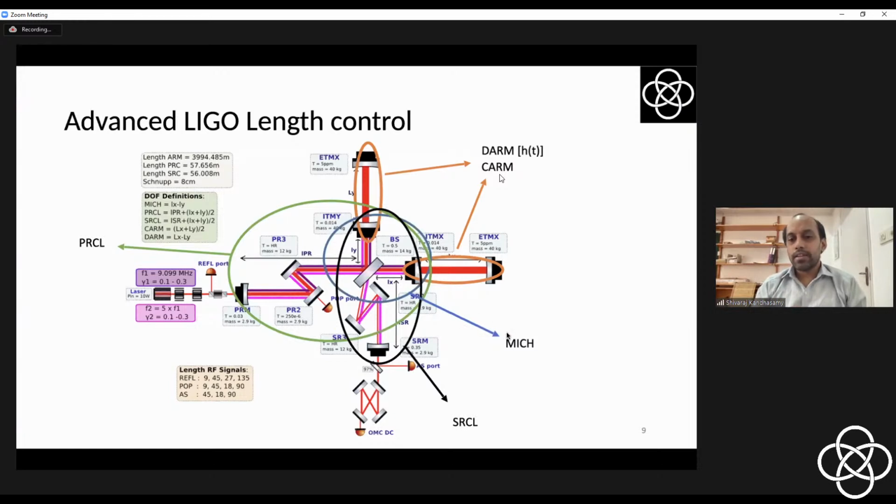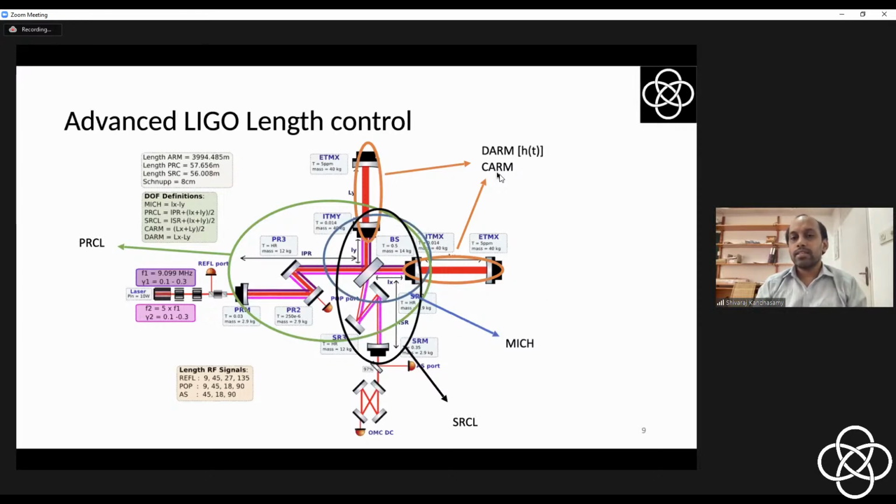And there is the other one, the simple Michelson. This is basically formed by the beam splitter and these 2 mirrors. This is the Michelson, and the next one is the signal recycling, formed by the signal recycling mirror and the 2 input mirrors. And there are two more, differential arm and common arm, that are formed by the 2 arms in the interferometer. So there are 5 main degrees of freedom that we need to control in our interferometer.